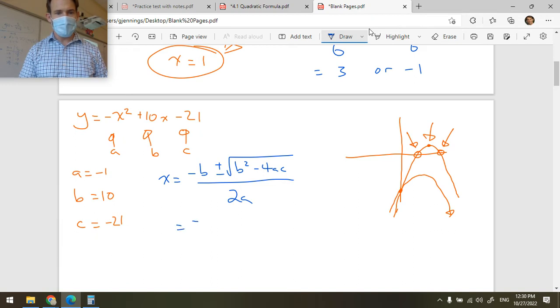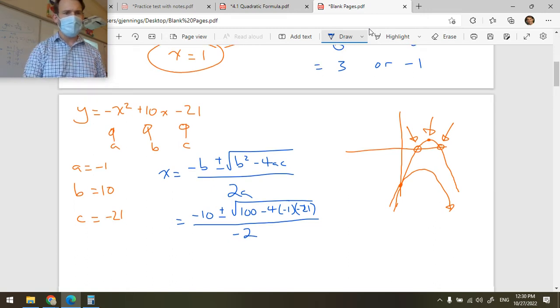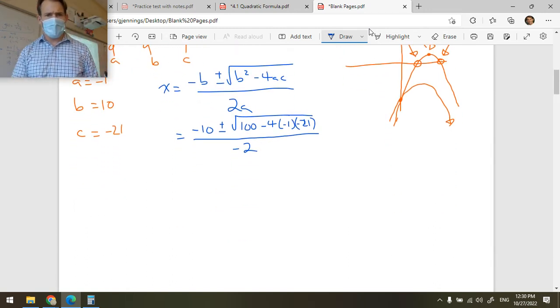x is equal to negative 10 plus or minus the square root of 10 squared. I'm just going to write 100. Minus 4 times a, so that's going to be plus 4, because minus 4 times minus 1 is, well, I'm going to substitute carefully. So I'm going to do minus 4 times minus 1 times minus 21. Okay, so that's substituting carefully. And then all over 2a, so all over negative 2. I could do 2 times negative 1, but hey, I really want to skip a step.